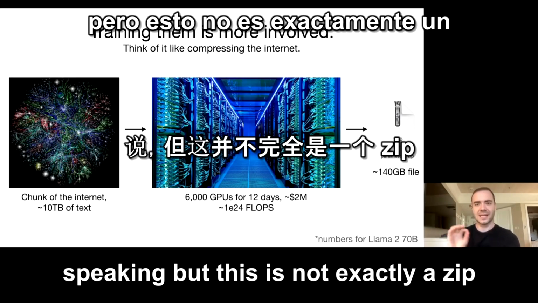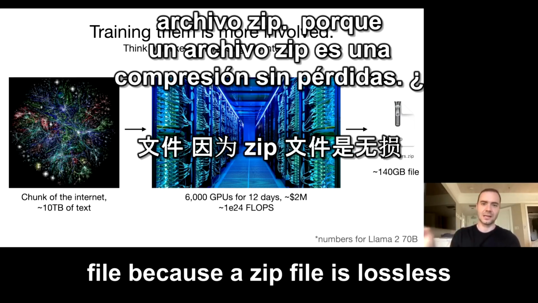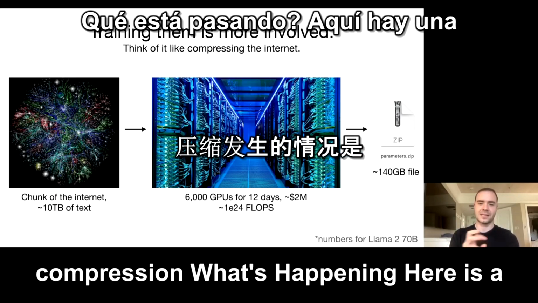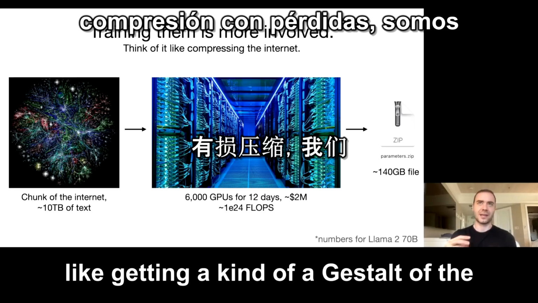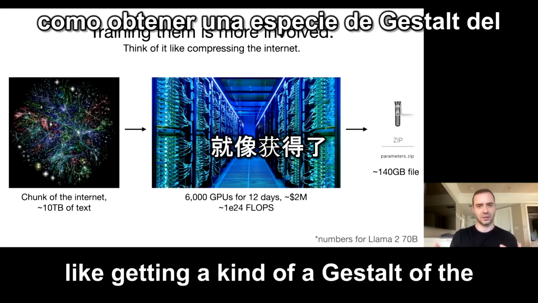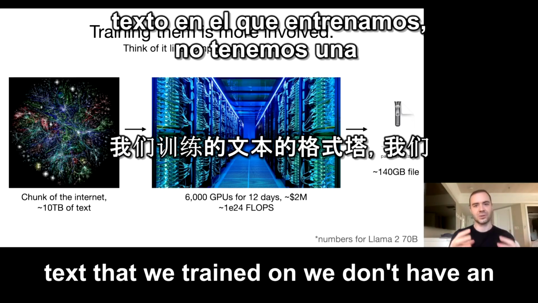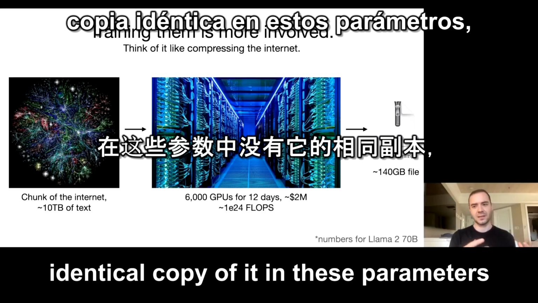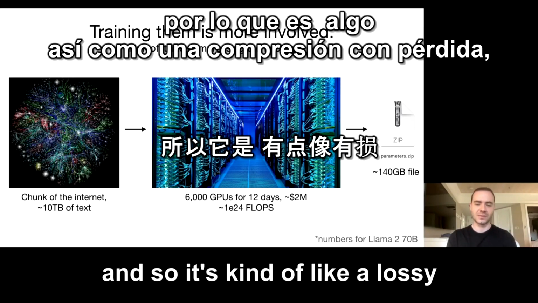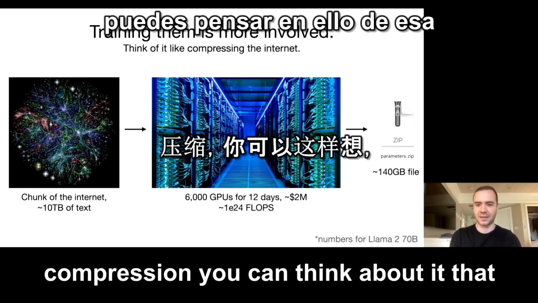But this is not exactly a zip file, because a zip file is lossless compression. What's happening here is a lossy compression. We're just getting a kind of gestalt of the text that we trained on. We don't have an identical copy of it in these parameters. So it's kind of like a lossy compression. You can think about it that way.